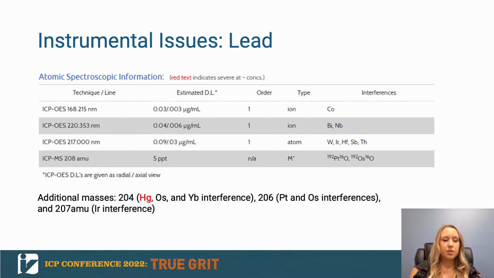Lead is also going to be relatively straightforward for an ICP analysis. But again, here's the table for the wavelengths and masses that you can look at for lead. And the main thing I wanted to point out is that one of the masses for lead, the 204 mass, does have a mercury interference. So you want to make sure to look at some other masses if you are doing the big four analysis.